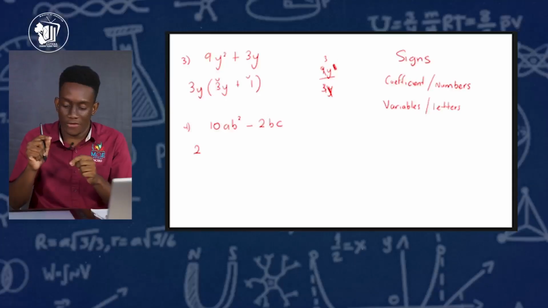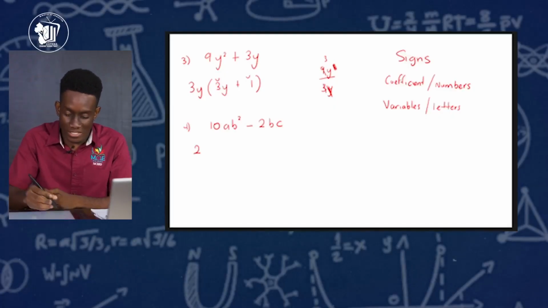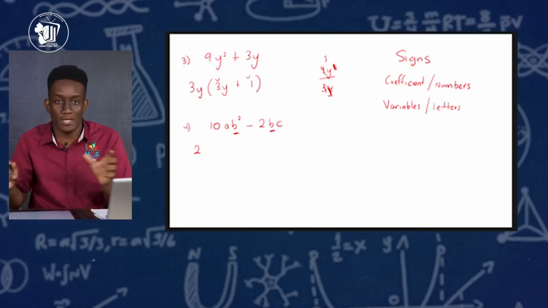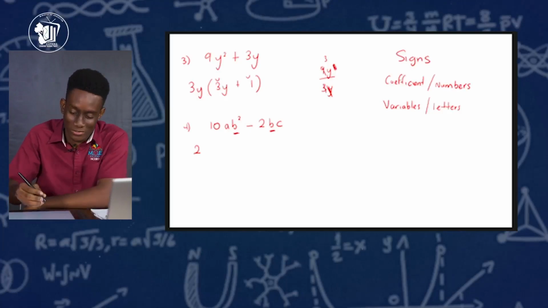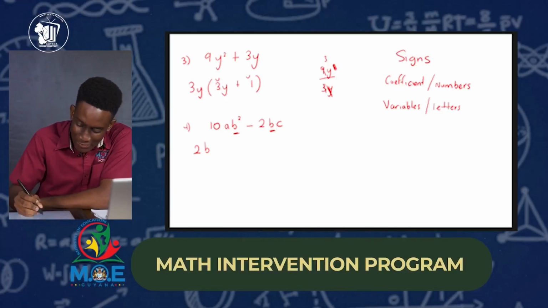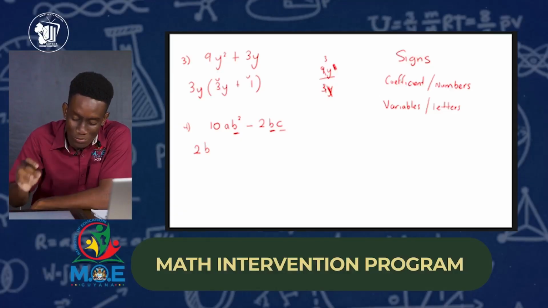Now let's look at the variables. We have AB squared and we have BC. We see A is just here alone. There's no other A. But we have B here and we have B here. We have B squared here and we have B. So B would be the highest common factor there. So we're factoring out the 2B. And we have C here, but there's no other C to factor out. There's no other common C. So the highest common factor would be 2B.